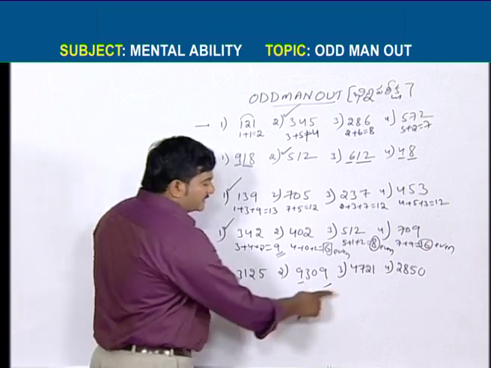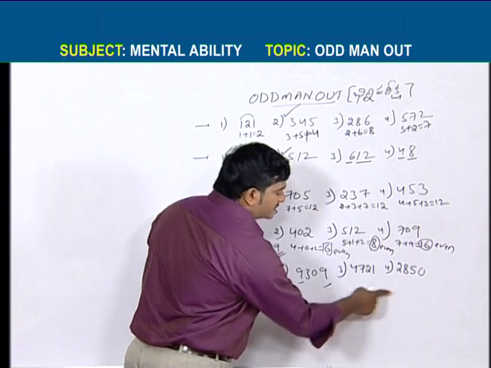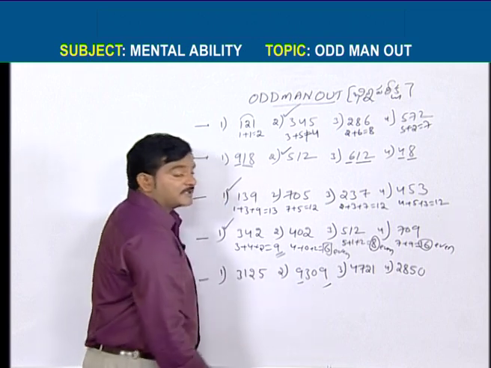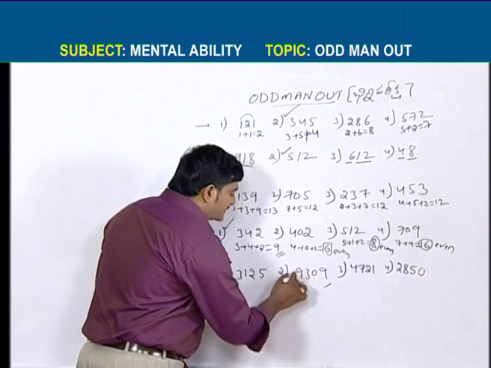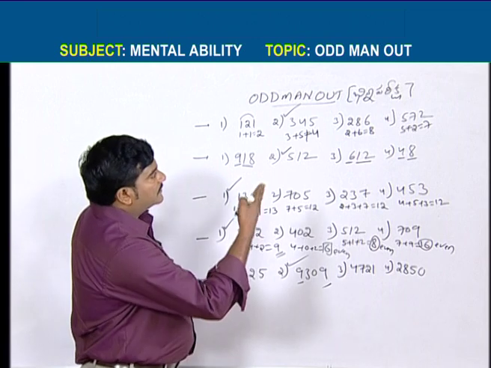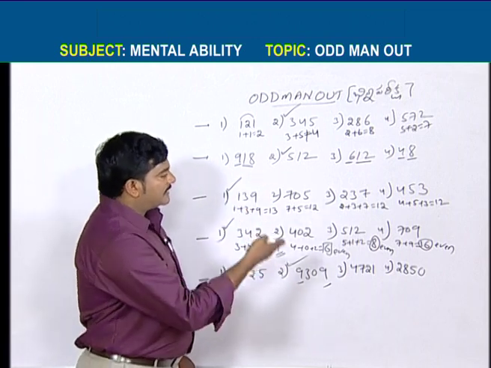Whereas here 4 7 2 1, there is no repetition. Whereas 2 8 5 0, there is no repetition. But whereas here, 9 is repeated. That's why this is a model of repeated. So there are different patterns: the first one is about that, then the second, third, fourth, fifth.